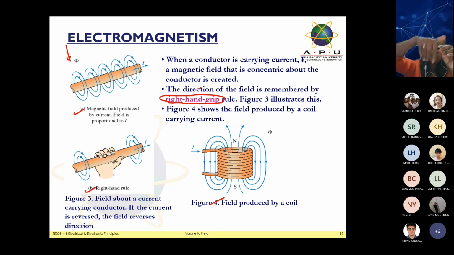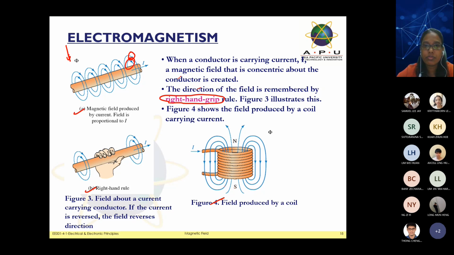So when the current flows from this direction, the magnetic field will be on this side. Unless the direction is from this side going to this side, then the magnetic field is going to move on this side. This is the one you can see right now. So that's how you have the hand grip rule. I think everyone knows the hand grip. Later you can try, when I say the current flows from this side or from this side. So take note, your thumb is the direction of your current.